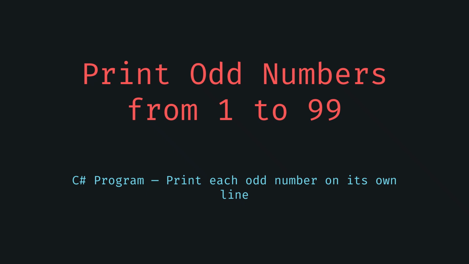Welcome. In this short tutorial, we'll write a tiny C# program that prints all odd numbers from 1 up to 99, one per line. This is a classic beginner exercise that helps you practice loops, conditionals, the modulo operator, and console output. We'll walk through the problem, read the code, and explain how it works step by step, run a couple of quick examples, and suggest small extensions you can try. Ready? Let's jump in.